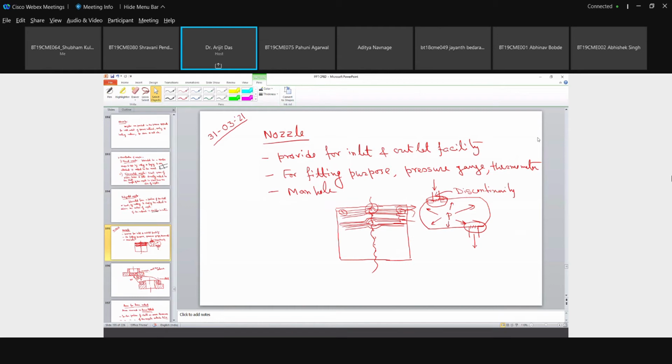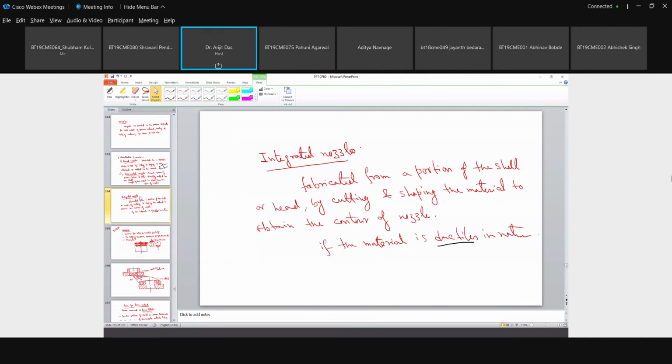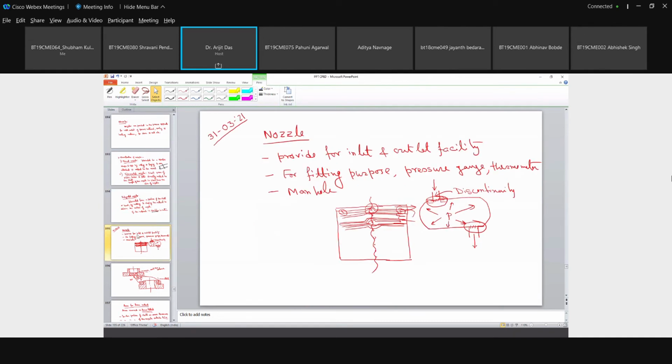Now, next slide. Okay, I think it is over. We have written it. Now the nozzle, the purpose we already discussed, is for inlet and outlet of the raw material or the product. First purpose. And for fitting purposes, for monitoring the pressure, the temperature, the concentration, whatever, or for the drainage purpose, or as a manhole for the cleaning purpose.